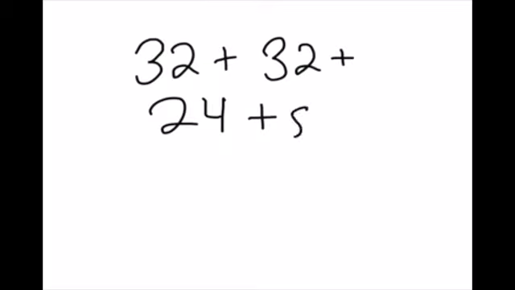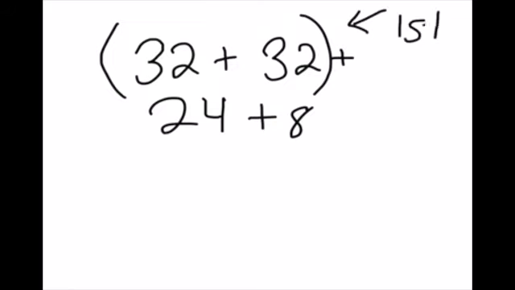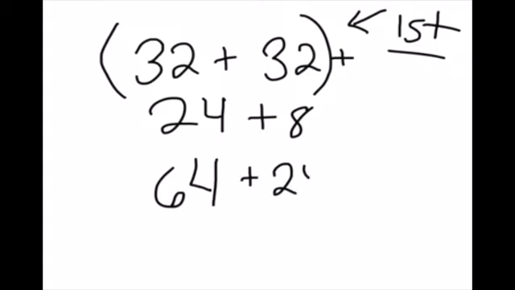All right. Again, we had 32 plus 32 plus 24 plus 8. And we know, let's break it apart. I'm just going to put these in parentheses because that's my hint that I'm going to solve that first. That's what I would call the order of operations. Whatever's in parentheses, I solve first. So 30 plus 30 is 60, and 2 plus 2 is 4. So 64 plus 24 plus 8 is what we have left over.